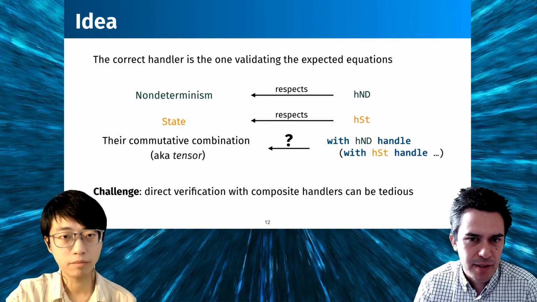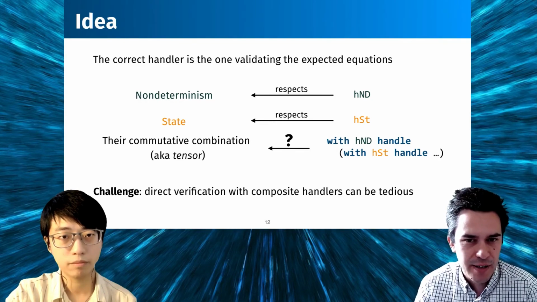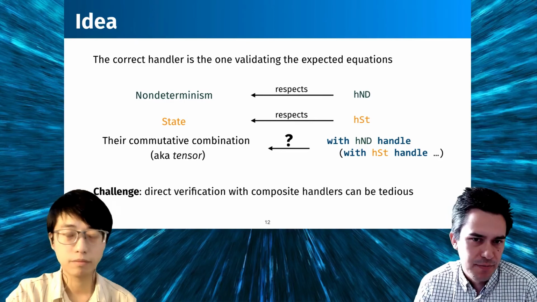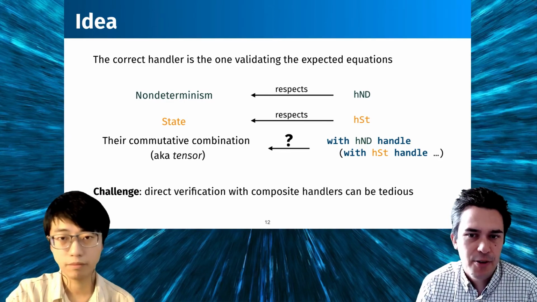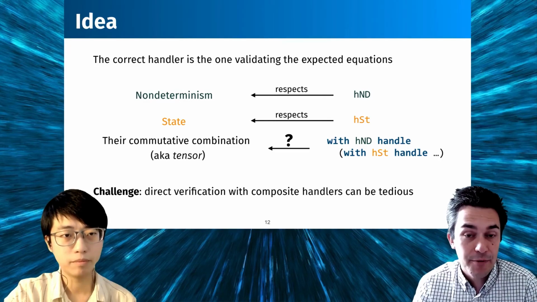You know, semantically, the with-handle construct is a fold on the syntax tree of programs, so the composite handler is a composite of two folds. It would be quite laborious to directly verify the composite handler respects the laws of interaction. Indeed. Wait, I've got an idea.